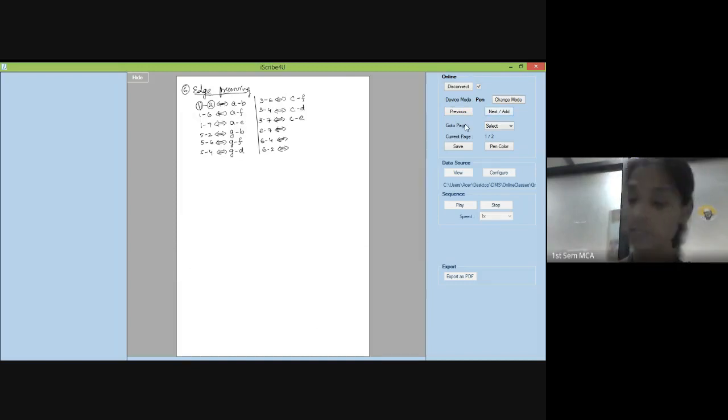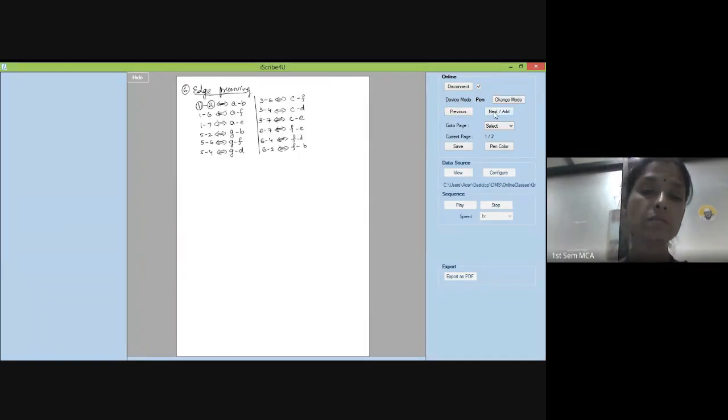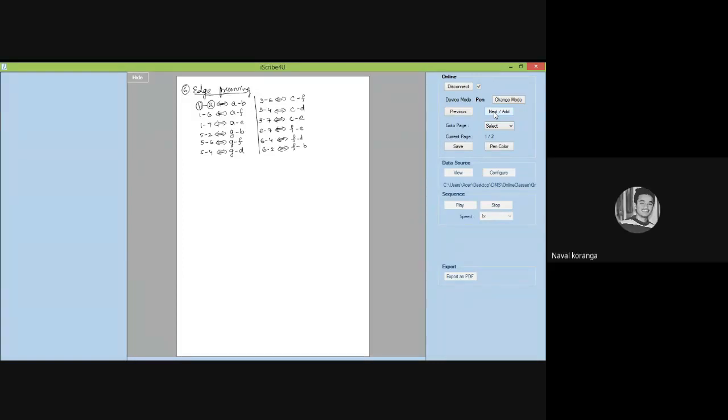Next we have 6 to 7, which is F to E. 6 to 4 is F to D. 6 to 2 is F to B. So F to E we have an edge. F to D we have an edge. F to B also we have an edge. These are equivalent to 6, 7, 6, 4 and 6, 2. Did you all understand? Yes, ma'am.